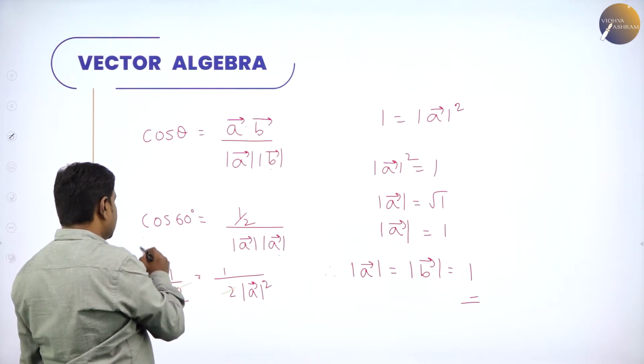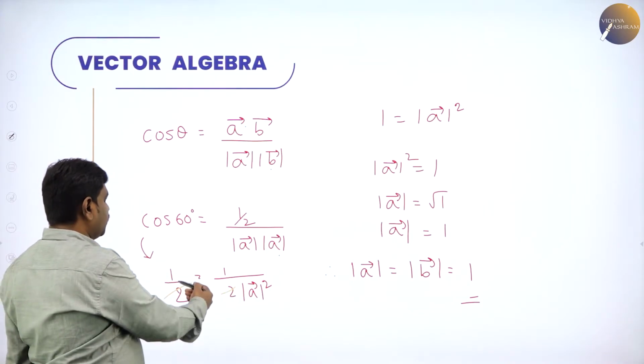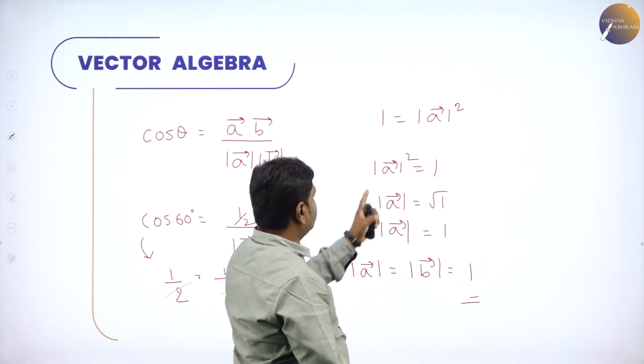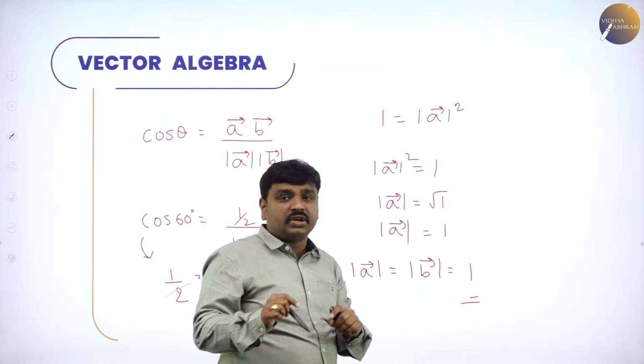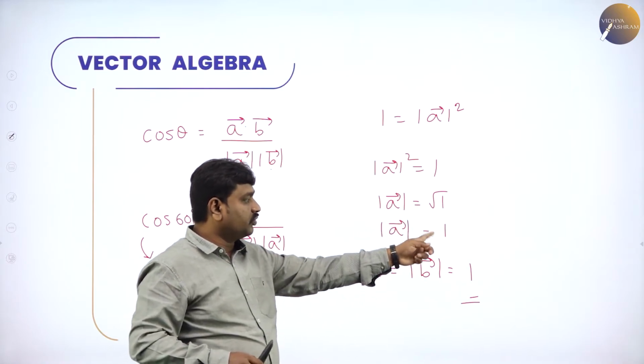You know cos 60. What is cos 60? 1 by 2. 2 cancels. Or cross multiply, you will get magnitude A square equal to what? 1. From that magnitude A is root 1, but strictly positive 1. Why? Because magnitude of a vector cannot be negative. So magnitude of vector is root 1, that is 1.